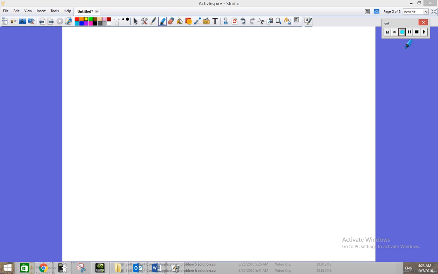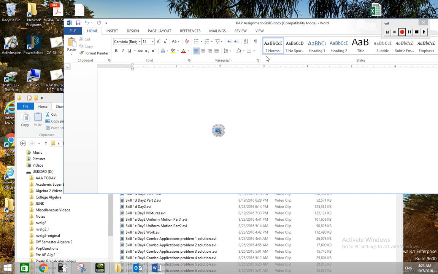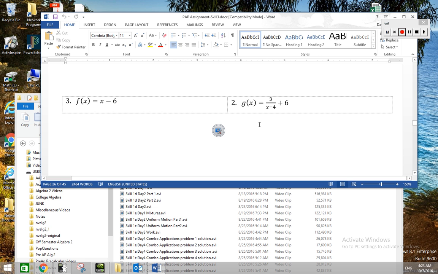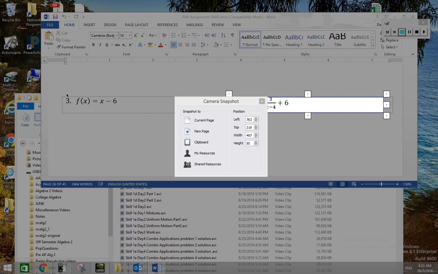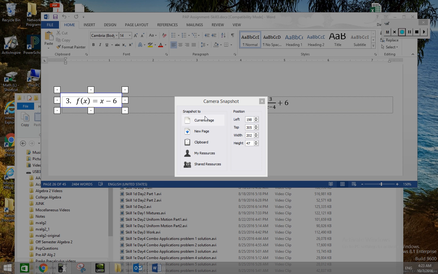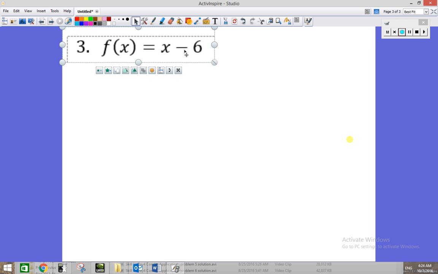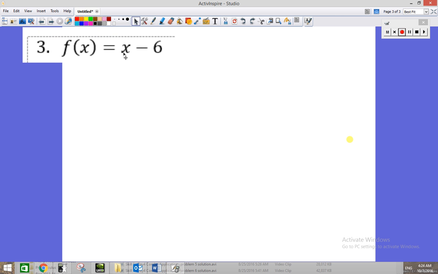Let's take a look at problem number 3 of our first day of inverse functions. This time they don't give me a finite set, they give me an equation. Well, I'm familiar with this function.